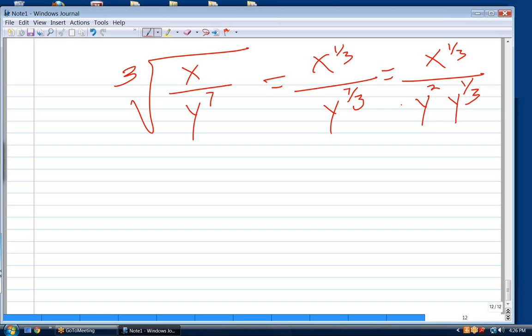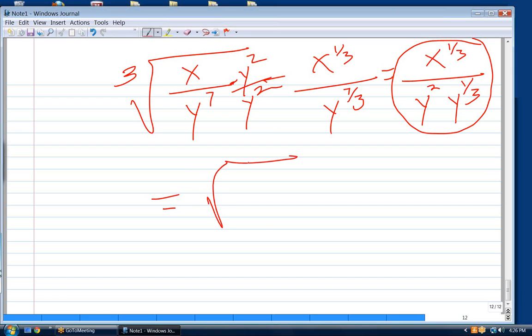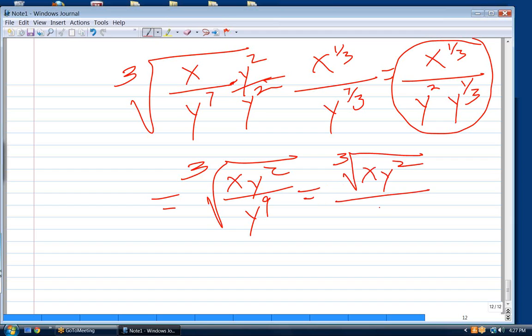This is not the way they did it. I actually prefer this way, the way you did it. And I think this is an okay final answer. Let me show you what they did, just because it was a little clever. They multiplied this fraction by y squared over y squared. And what that gave them was the cube root of xy squared over y to the 9th. So now we have the cube root of xy squared over y cubed.